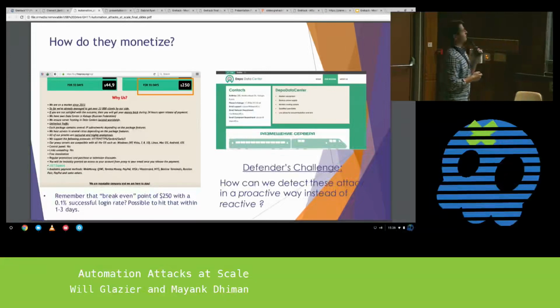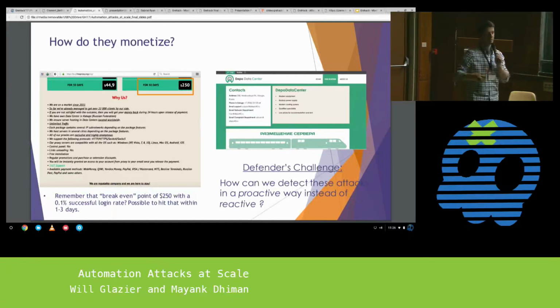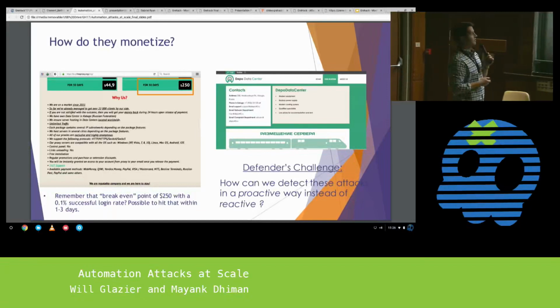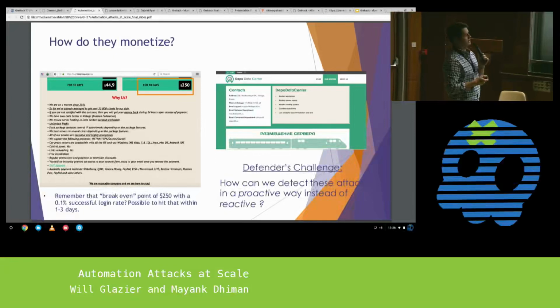He talks about here, this site, the one we pinpointed as hosting all this, and he said, oh, we have our data centers in Kaluga, Russia. We support SOCKS proxies. We've got servers all over the world. Everything that we were seeing was corroborated here, hosted by this Depot data center.